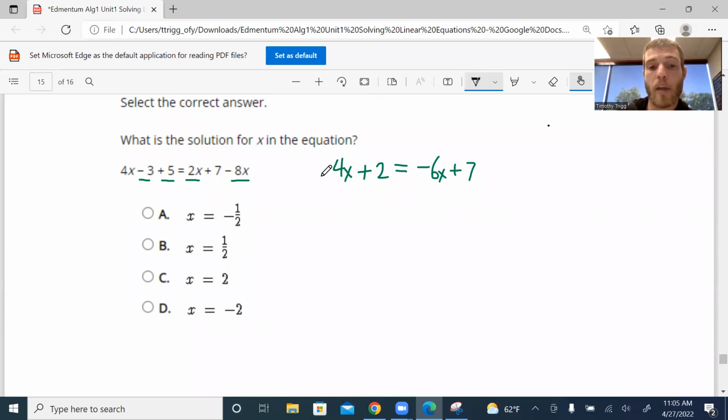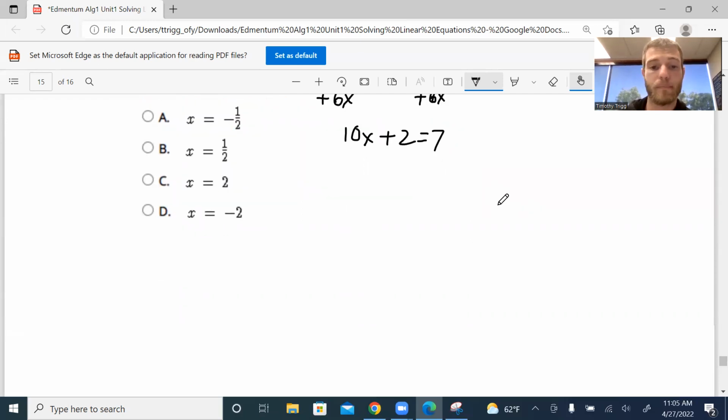For our next step, we have x's on both sides of the equation. I don't like that, so I'm going to go ahead and add 6x here on the right, and then add 6x on the left to keep it equal, giving me 10x plus 2 equals 7. Go ahead and see if you could solve it from there.